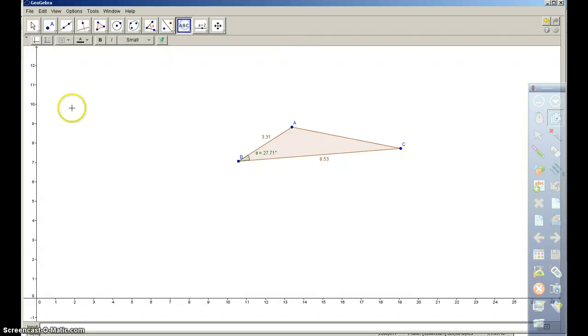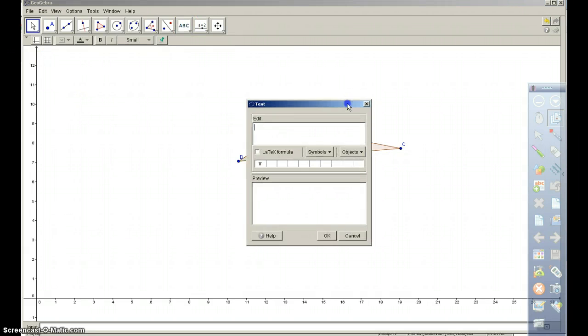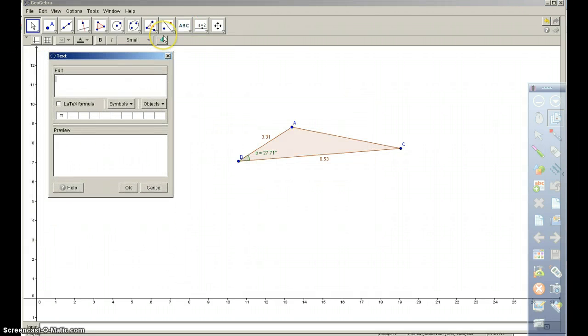So now let's put in some information here. Remember our law of cosines. Now the law of cosines is kind of funny. It says A squared is equal to B squared plus C squared minus 2CB or BC times the cosine of A.